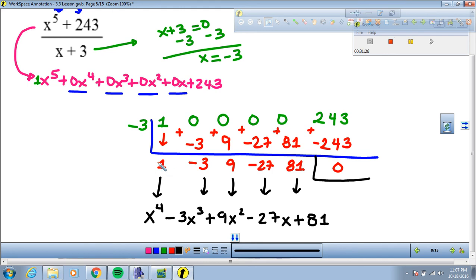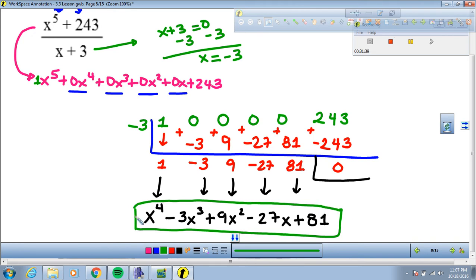Where is this one that we started with? It's at the front of the x to the fourth. So we only have a quotient, but I'm telling you that's okay.